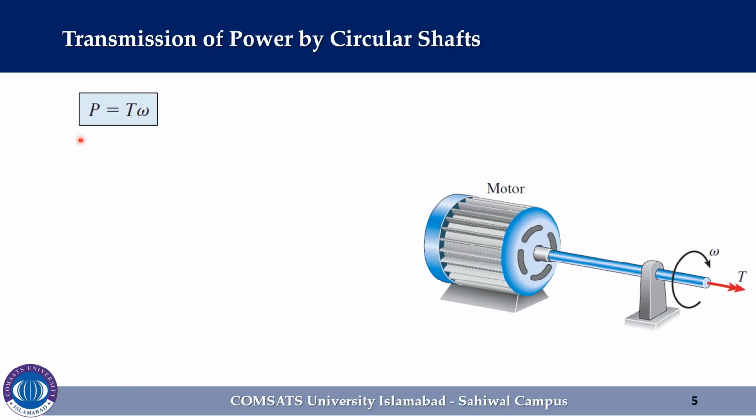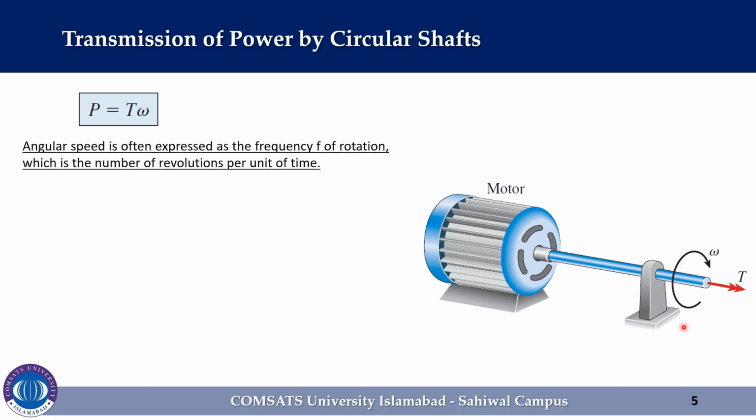This formula, which is familiar from elementary physics, gives the power transmitted by a rotating shaft transmitting a constant torque T. However, the angular speed is often expressed as the frequency of rotation, which is the number of revolutions per unit of time. The unit of frequency is Hertz, equal to 1 revolution per second. Inasmuch as 1 revolution equals 2 pi radians, we obtain omega is equal to 2 pi f. Here omega is the angular speed and f is the frequency.